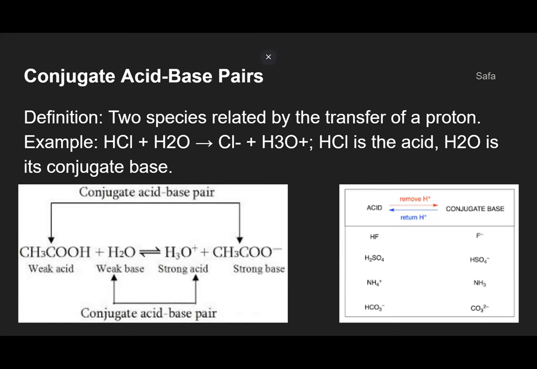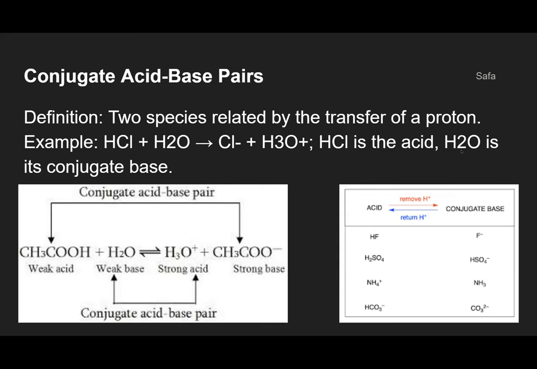Conjugate acid and base pairs. Definition: two species related by the transfer of a proton. Example: HCl + H2O makes Cl- + H3O+. So the HCl here is the acid and the H2O is its conjugate base. And you can see down below the conjugate acid base pair.